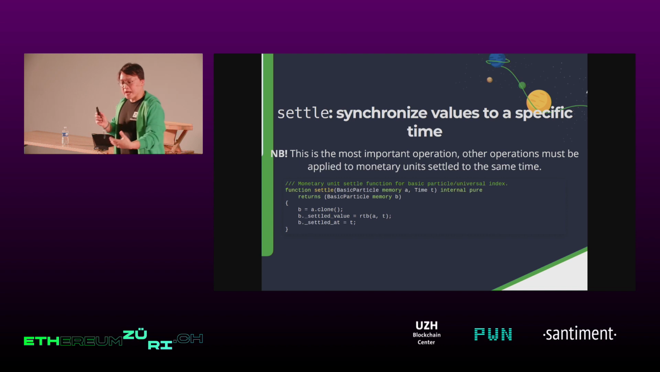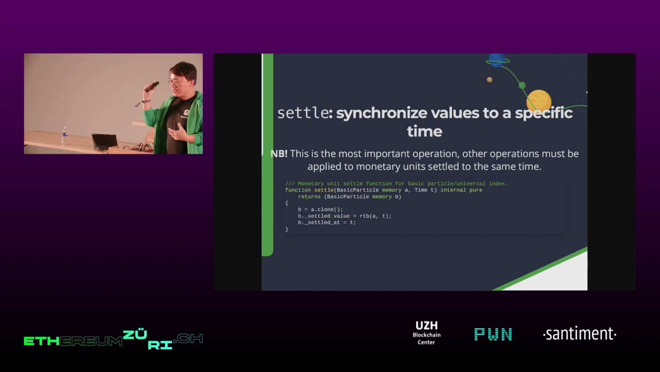Another very abstract function is called settle, because it's a very important construct throughout the code. It makes sure that when you do an operation between two data structures, they are synchronized with the same data structure, the same time, right? You settle at the same time. Otherwise, they're not compatible, or another way to put it: if they're not settled at the same time, you cannot do operations on top of them. So let's call it settle, right?